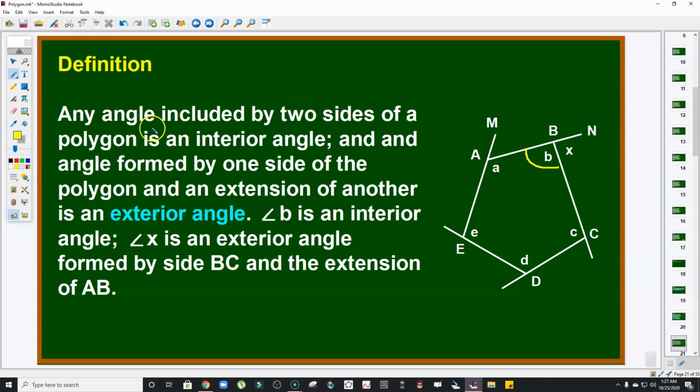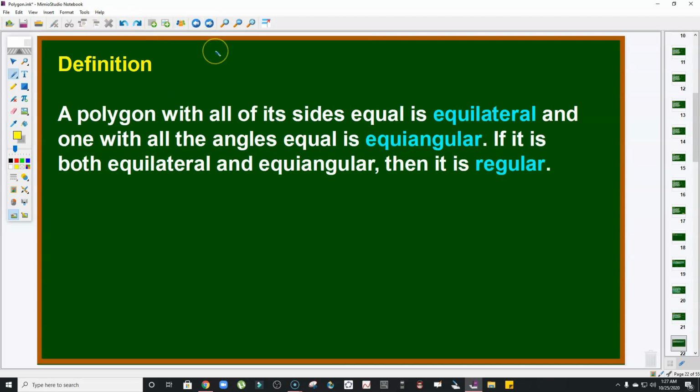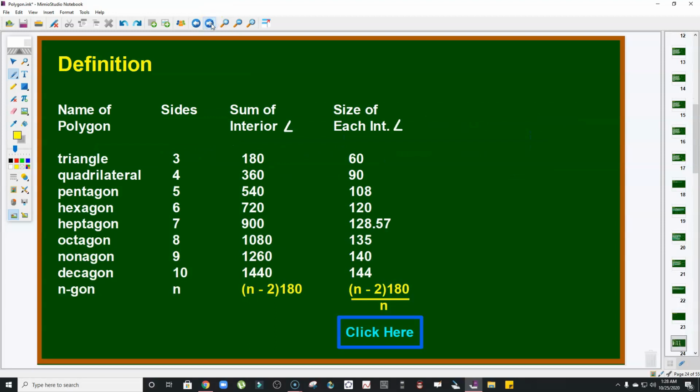Okay, there you go. Next, another definition. A polygon with all of its sides equal is equilateral. Okay. And one with all the angles equal is equiangular. If it so happened that it is both equilateral and equiangular, then we say that the polygon is regular. Okay. Now, here are examples of the polygons with their names.